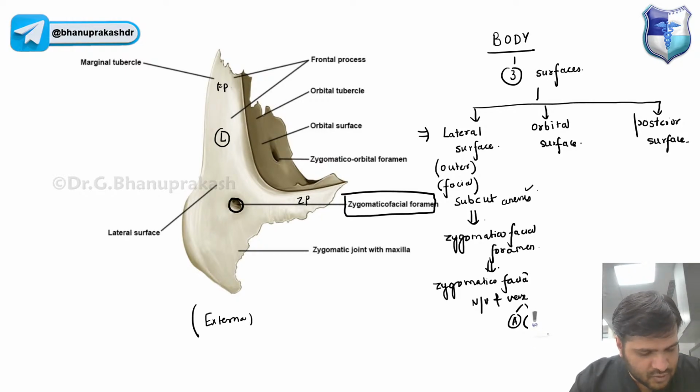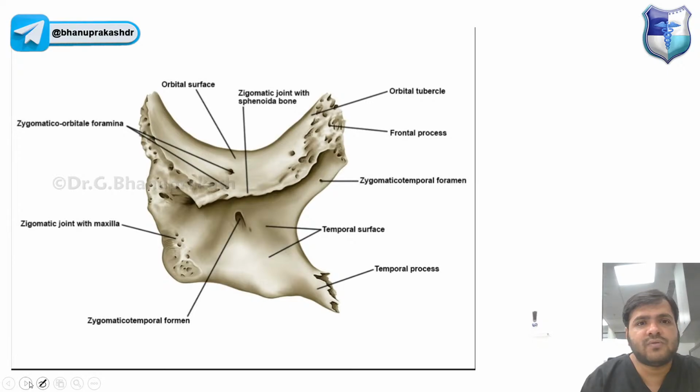Yes, I hope that is clear to every one of you, right? If we talk about the orbital surface, guys, if we just focus on the orbital surface, you already know it is smooth, okay? Let me try to write it over here. Internal view, okay? This is the internal view.